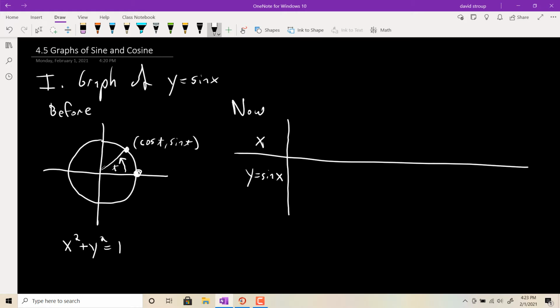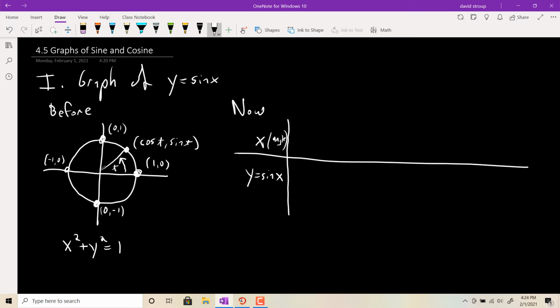We'll look at these four main key points right here. This point is (1, 0), this point is (0, 1), this point is (-1, 0), and this point is (0, -1). The first point corresponds to an angle of 0. Now it's a little confusing: we used to think of x as the x-coordinate, but now we're thinking of x as an angle. So maybe I should write that here, angle.